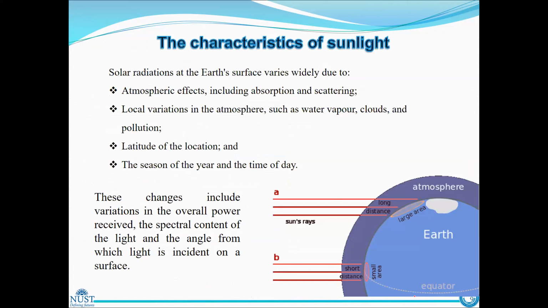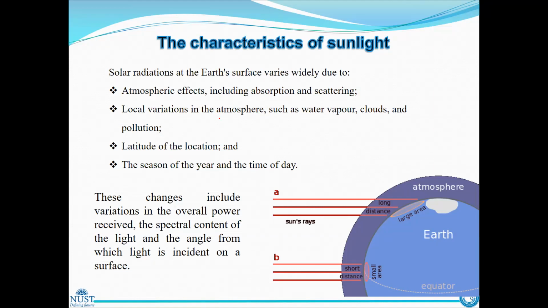But these radiations cannot reach our globe as they are. They reduce while they pass through the atmosphere around this world. So the atmospheric effect can decrease the intensity because of absorption and scattering effects. Other local variations can also affect, such as water vapors, clouds, and pollution in the atmosphere. And some other parameters are the latitude of the location, the season of the year, or the time of the day. These parameters can also affect the solar radiations.